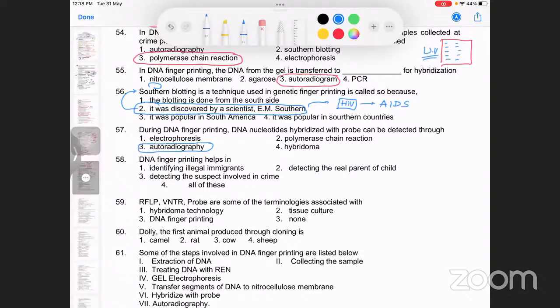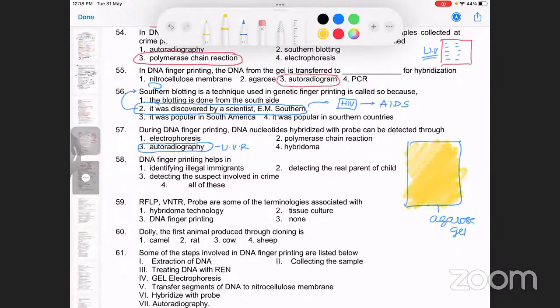During DNA fingerprinting, the DNA nucleotide hybridized with the probe can be detected through autoradiography, which is similar to X-rays, but it will be done with the help of ultraviolet radiation. So there will be a slab like this, that is your agarose gel. And they illuminate this agarose gel with the help of ultraviolet radiation.